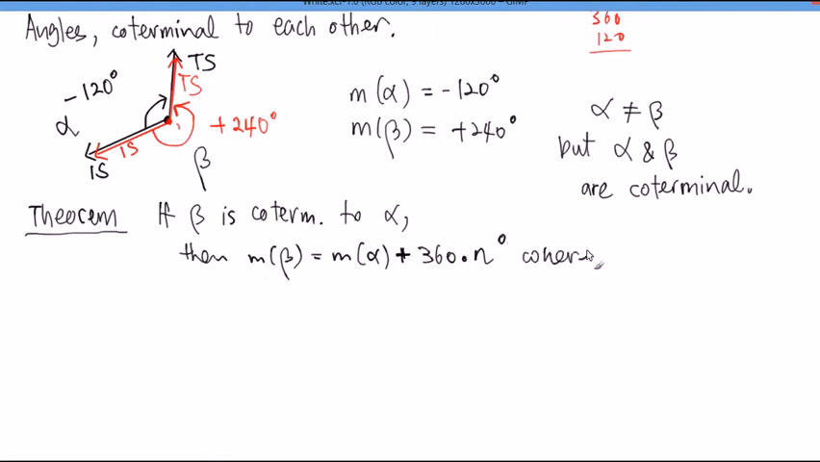Where n is what kind of number? What's the jargon? Numbers like plus or minus 1 and plus or minus 2 are called integers, right? 0 is an integer, 5 is an integer, negative 5 is an integer, but 2.5 is not an integer. Okay? Does that make sense? From one angle, if you go backward or forward one full rotation, two rotations, you must arrive at the other angle if they are coterminal to each other. All right? So that's the statement. Was there a question? Yes.